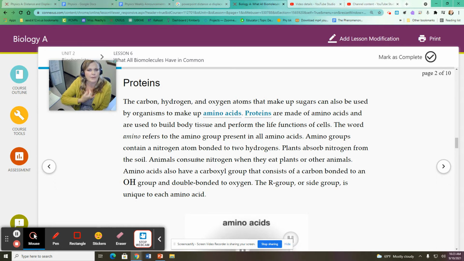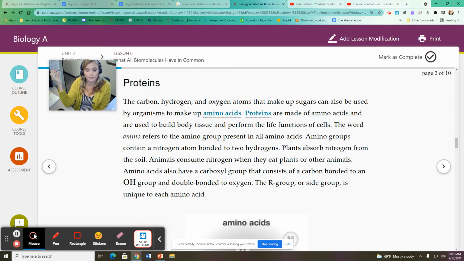Think about the alphabet. We have 26 letters and see how many words we can make with 26 letters. Well, proteins are kind of like words. They're all these letters strung together to make something that makes sense. So proteins are kind of like the words of the amino acid language.